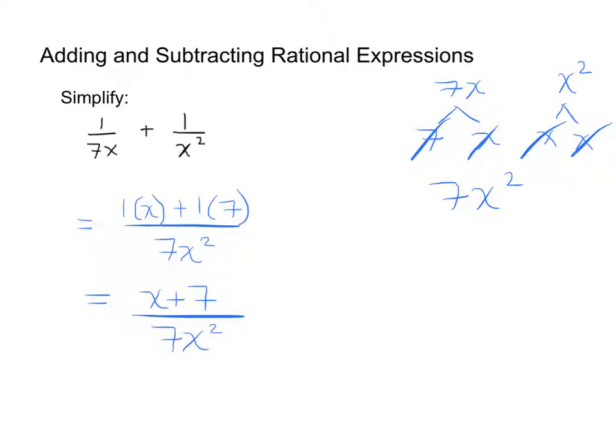Can that be simplified? No, no common factors, right? So that one's done, except we still need non-permissible values. X cannot equal 0.